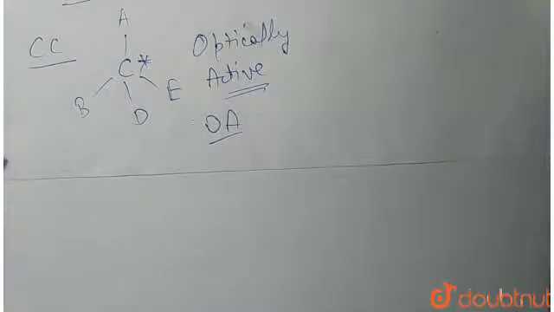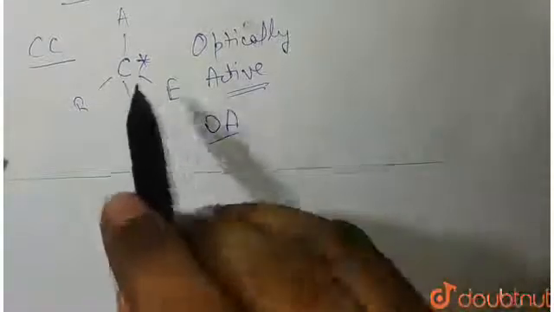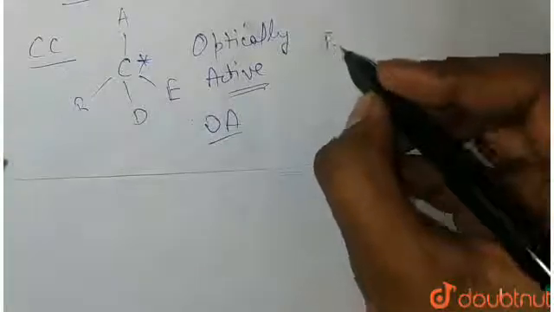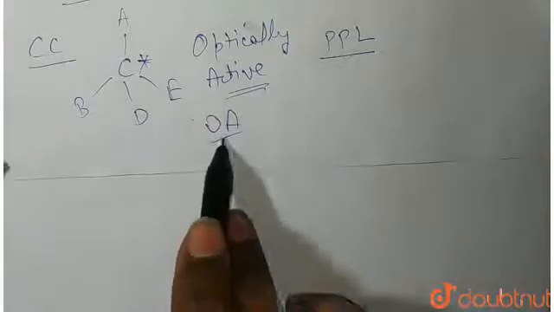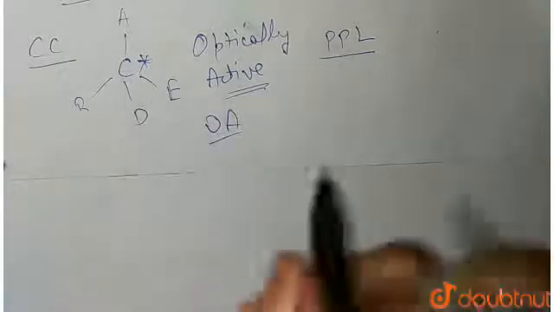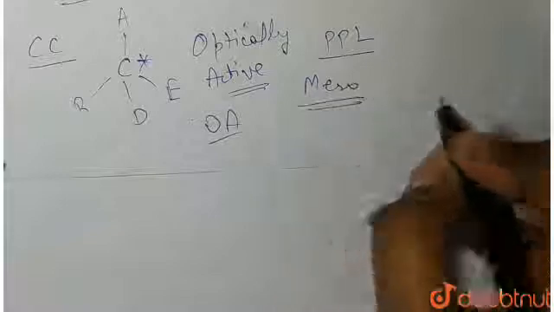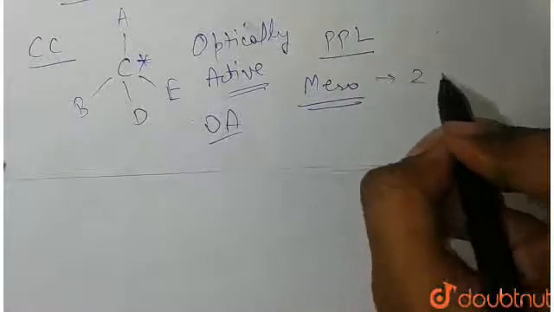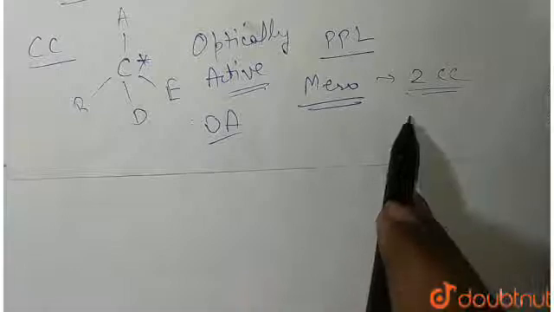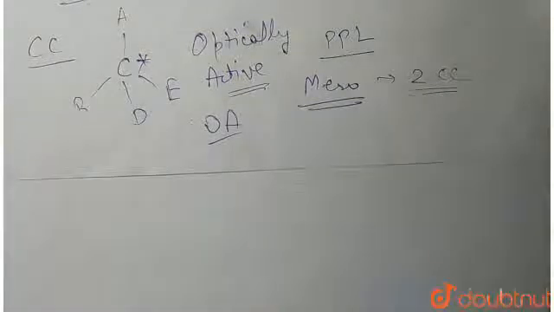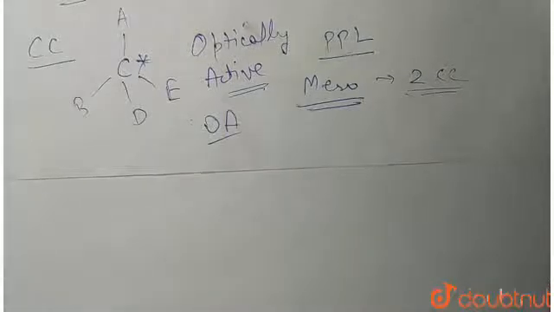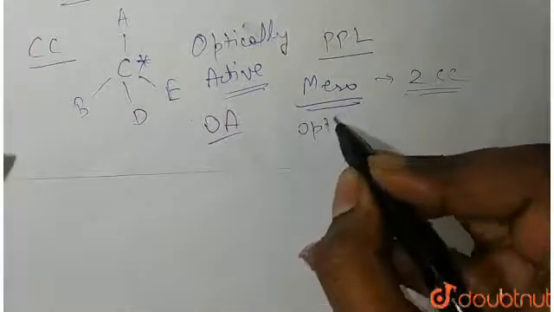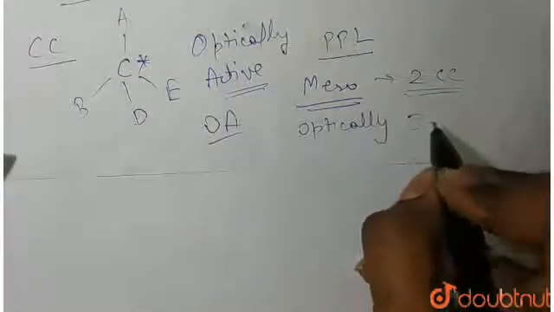Now, what do we mean by optical activity? It means that a compound having a chiral center will be able to rotate plane polarized light either to the right or to the left direction. That is our optical activity. In meso compounds, we must have a minimum of 2 chiral centers. Then a compound can be a meso compound, and these are optically inactive compounds.